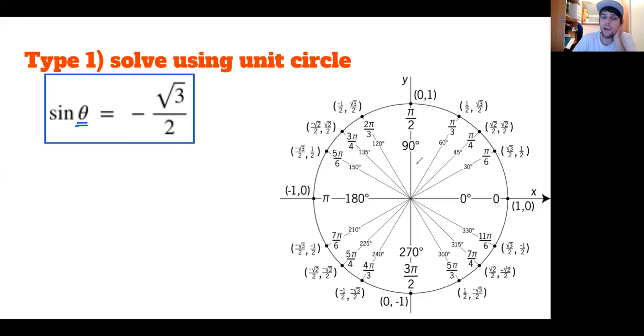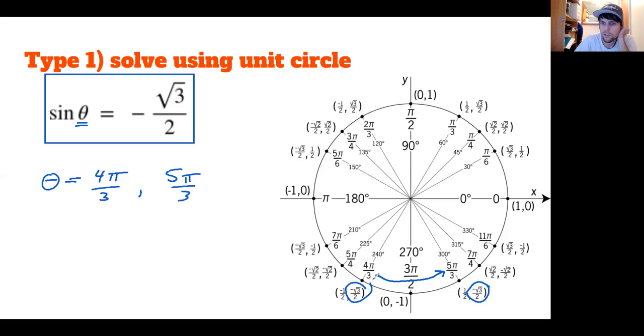On our unit circle, the sine ratios are the y coordinates. So we can find, oops, that's an x coordinate. We can find the y coordinates that have negative root 3 over 2 right here and here. So our two solutions are going to be theta is equal to 4 pi over 3 and 5 pi over 3. Those are our two solutions. For sine, you're going to notice that our solutions are symmetrical across the y-axis here. For cosine equations, they'll be symmetrical across the x-axis. In this case, this is all we have to do.